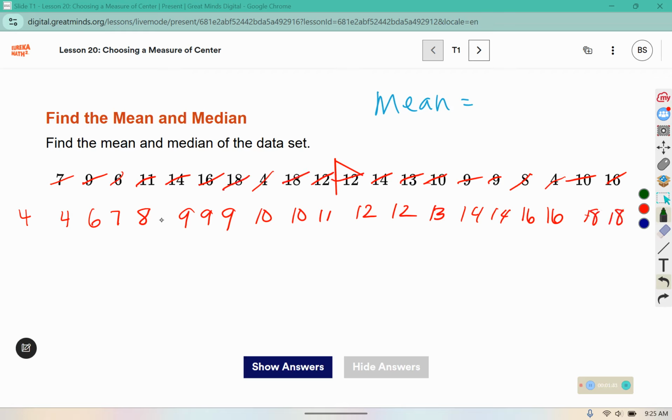You are going to find the middle of the list now that it's in order to find the median. You can cross off 1 from each side until you find out which number is in the middle.